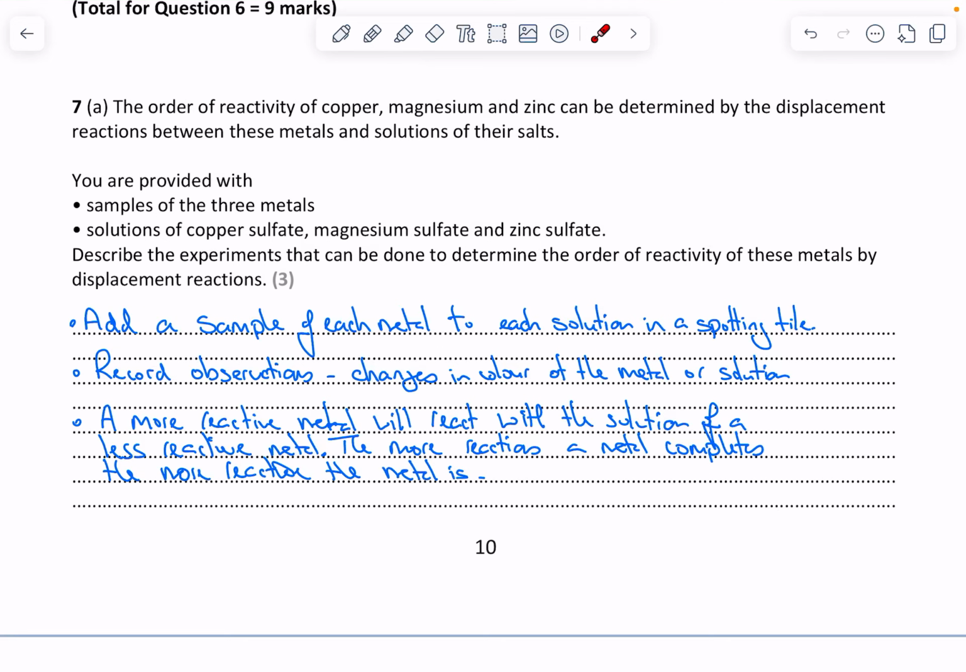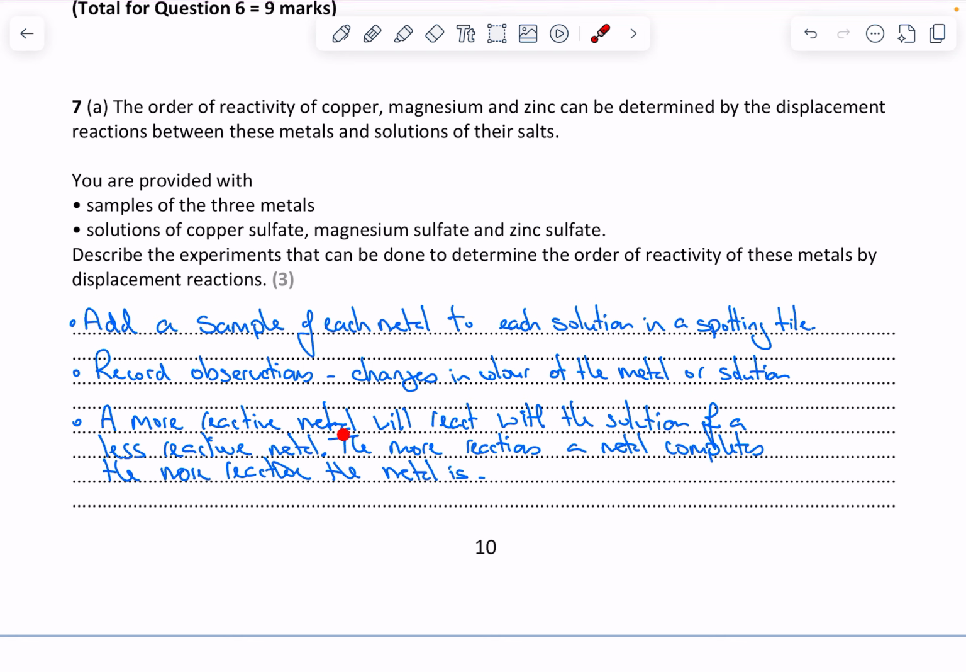So here we've got to explain why this reaction is taking place and how we get the reactivity series of these metals. So what we would do is we'd take each sample of each metal that we've been given and we'd add it to a solution of the metals in a spotting tile. We'd be watching and recording observations, so we're looking for any colour changes to the metal or to the solution that we are reacting it with.